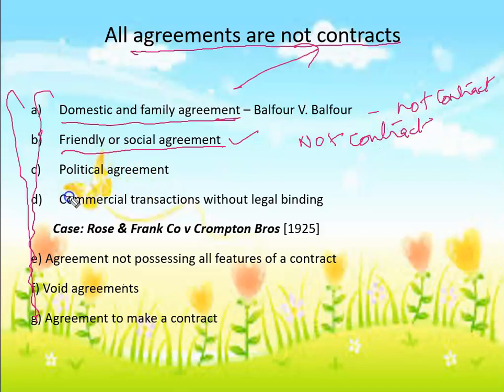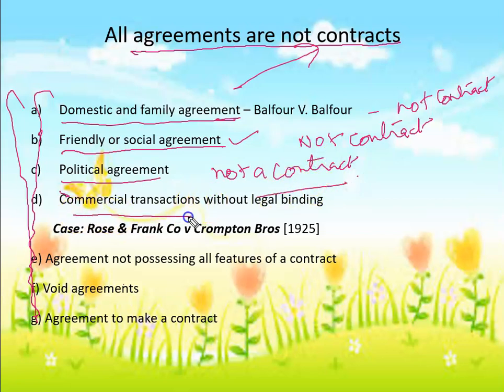Next is political agreement. For example, any political leader makes an offer to you, and you accept that and you give vote to him, right? So it is not a contract. It is just an agreement. It is not a contract, right? So you cannot enforce that, right?